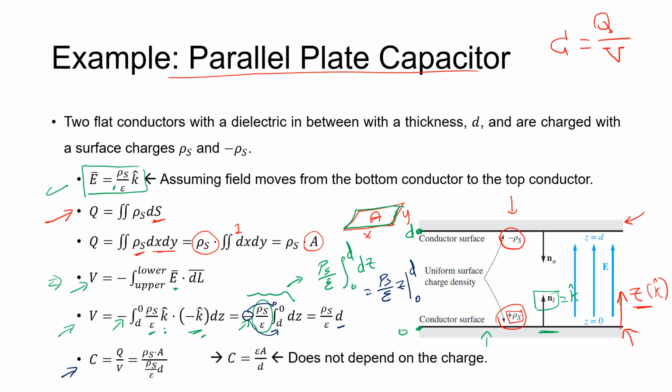Now we have V and we have Q. Then we substitute in the capacitance: rho s A in the numerator and rho s d over epsilon in the denominator. Just reformulate, then finally you can get that the capacitance of a parallel plate is nothing but epsilon A over d. And the important note here is that this capacitance doesn't depend on the charge.